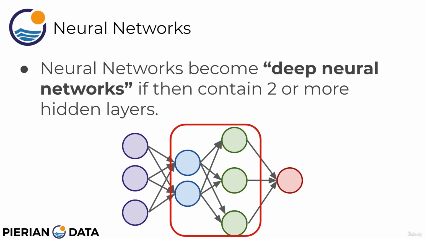So, a question students often ask is, when does a neural network become a deep neural network? And really the terminology is quite simple. You have a deep neural network when you contain two or more hidden layers.